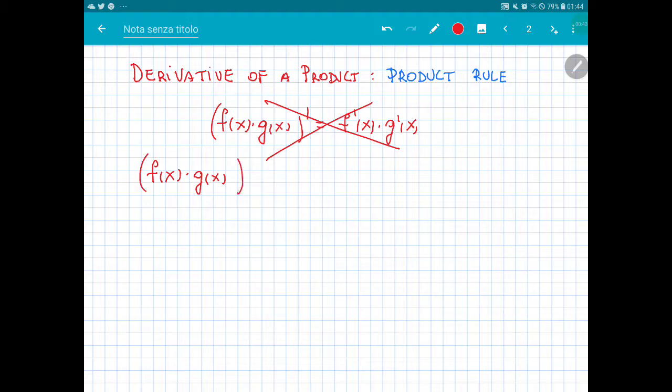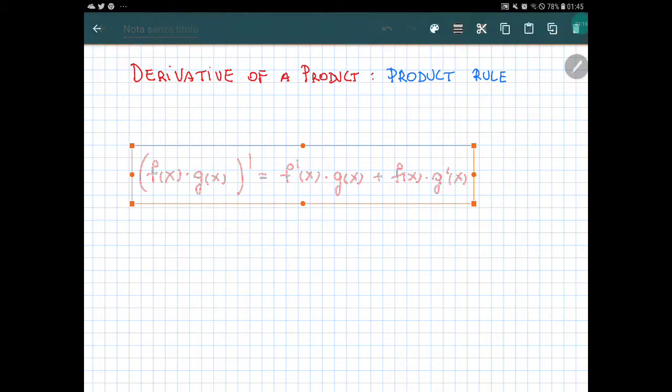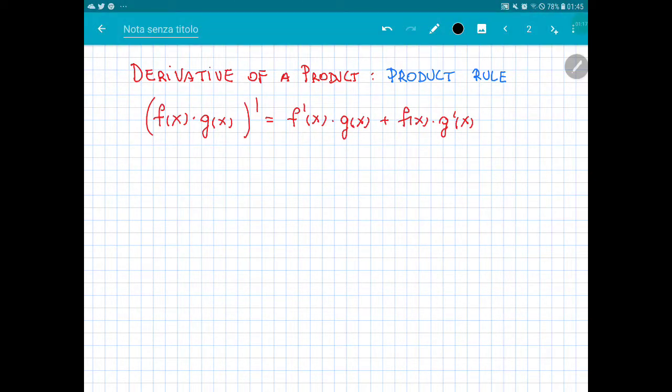So the derivative of f of x times g of x is equal to f prime of x times g of x, not differentiated, plus f of x, not differentiated, times g prime of x. And now we're going to prove why this formula holds by using the definition of the derivative. So let's erase this abomination and slide this over. Alright.